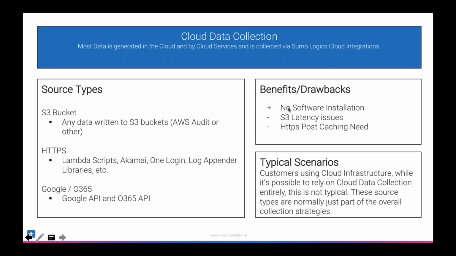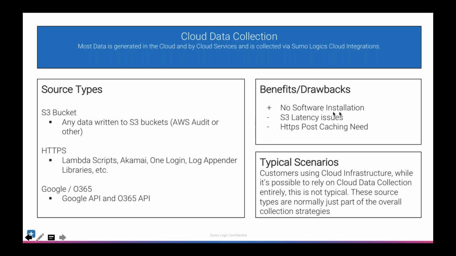A couple of benefits. Obviously, the best one is that there's absolutely no software installation. So it's pretty straightforward. You just tell us where it is, and we listen, and we can grab that data. There are some S3 latency issues. This is on the AWS side, and it's not a whole lot that we can do there. Just keep in mind that if you're sending AWS data, there might be some latency.